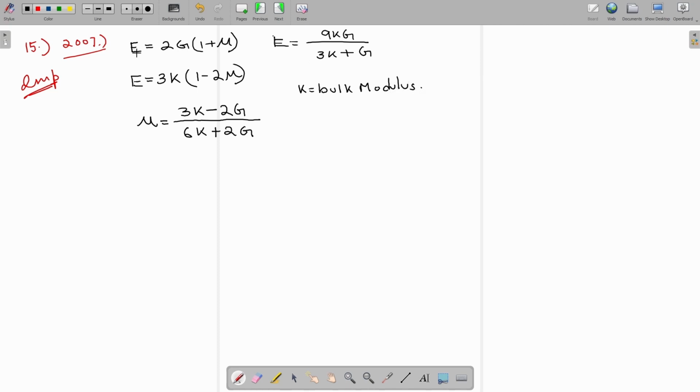Rest of ours is given. E is the Young's modulus. G is the shear modulus. Mu is the Poisson's ratio.